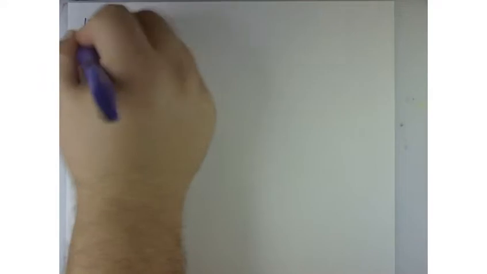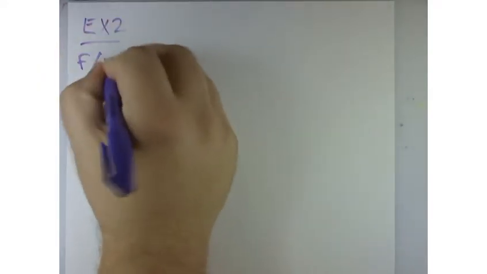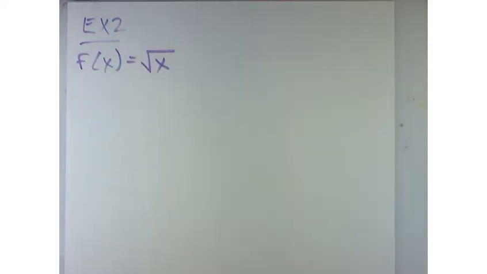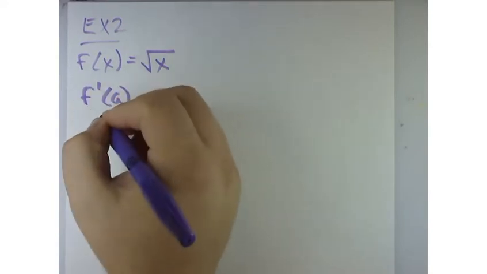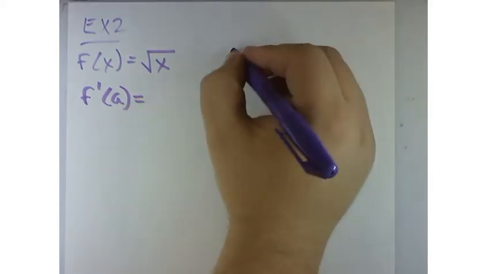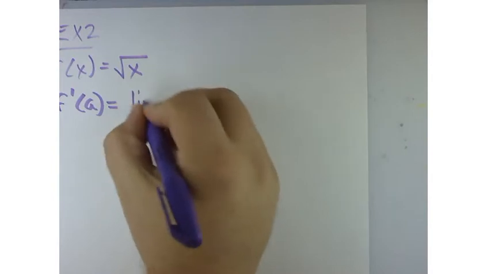So for example number 2, we're given the function f of x is equal to the square root of x. And they want us to find f prime of a, and they don't tell us what a is yet. Now if they tell us to find f prime of a, we still kind of do it the same way.